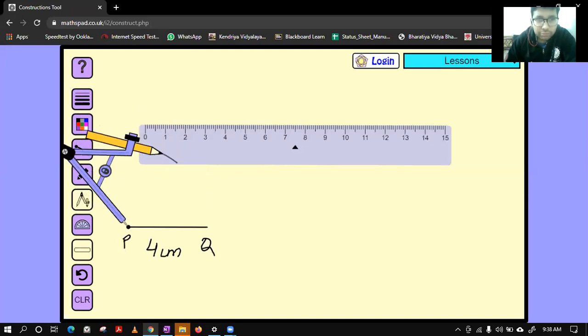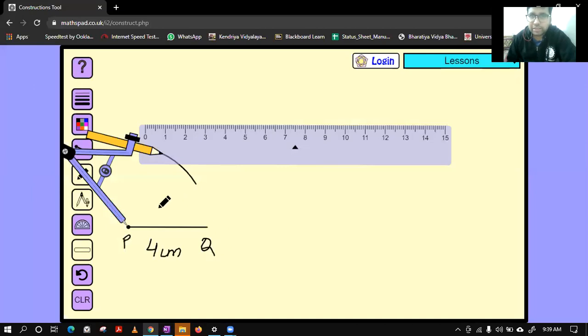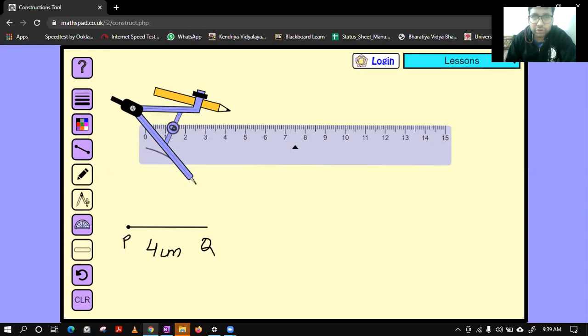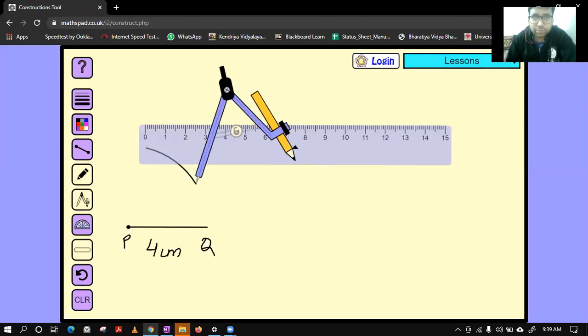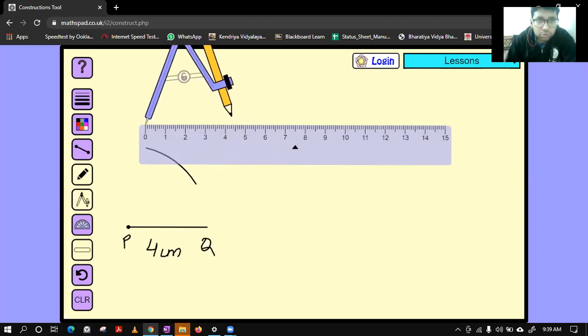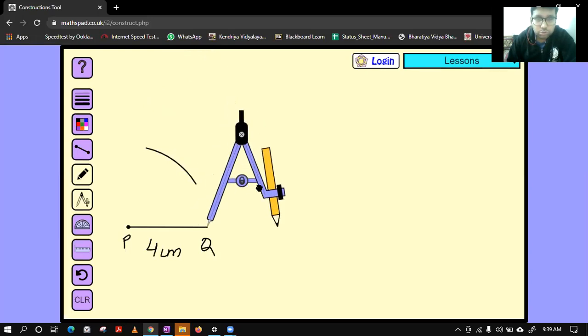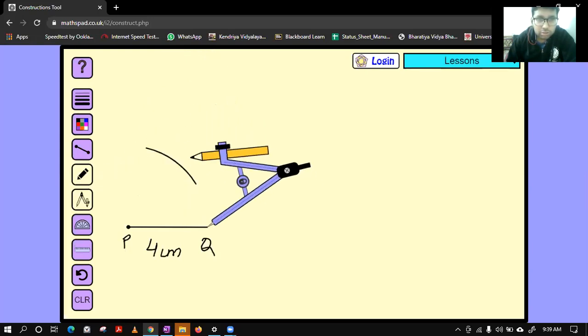Make sure your pencil is sharp while doing these questions and your compass is tight. If your compass is loose, then chances are that you will make a mistake. The value of QR is how much? 3.5. We have taken the arc for PR. Now we'll take the arc for QR. QR is 3.5. So again, let's take the compass and try to find 3.5. Keeping on 0, keeping on 3.5, locking the compass, removing the scale, keeping on Q, taking near the arc.